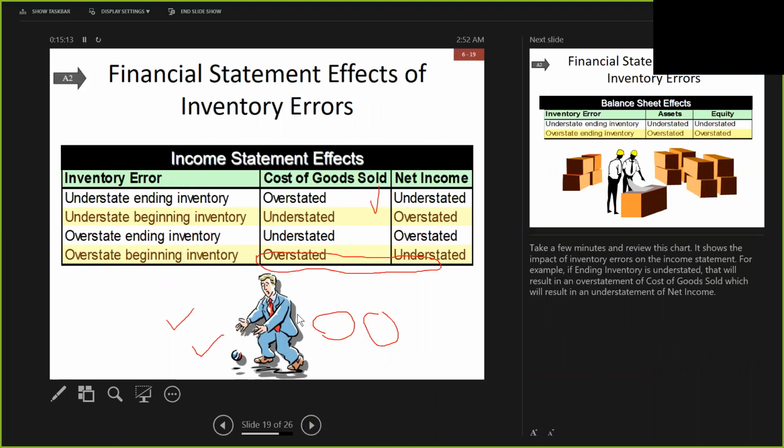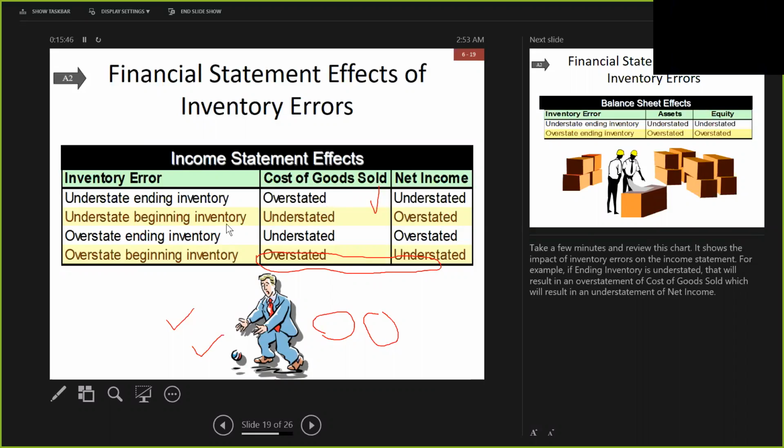Now, this topic is on errors, and we know that our inventory, we said, affects both the balance sheet and the income statement. And here's income statement effects. So if we have an error, look what happens to cost of goods sold and net income. If we understate the ending inventory, then our cost of goods sold will be overstated and our net income will be understated.